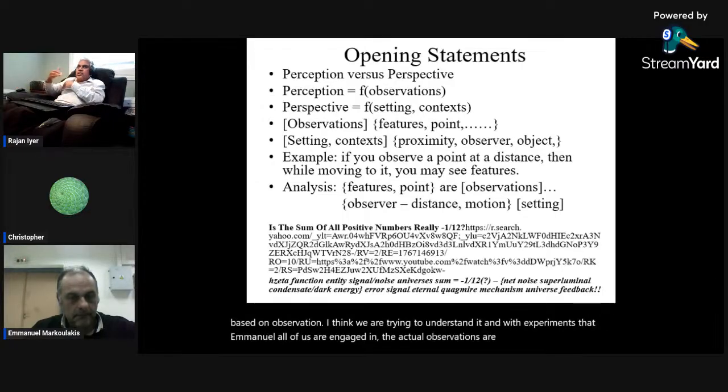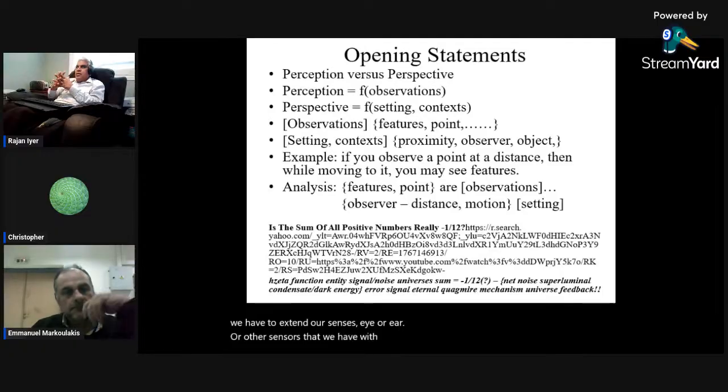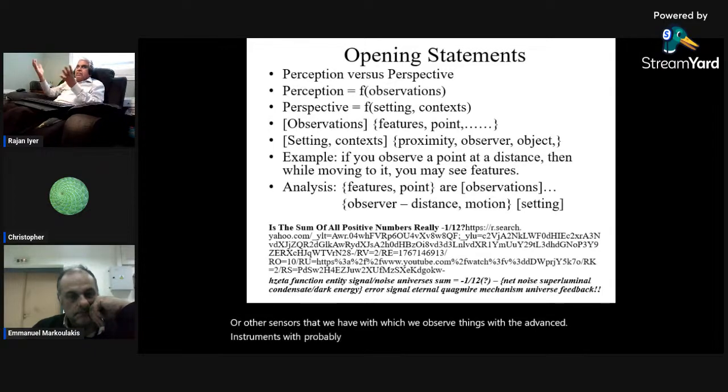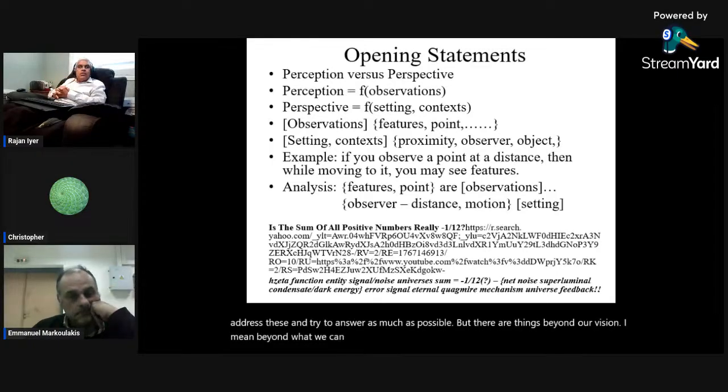And of course, we have to extend our senses, eye or ear or other senses with which we observe things, with advanced instruments, probably AI and other things, like the black hole image. Again, people have a lot of misgivings about these things, so we have to address these and try to answer as much as possible. But there are things beyond our vision, beyond what we can see outright. And the perspective is based on setting and context.